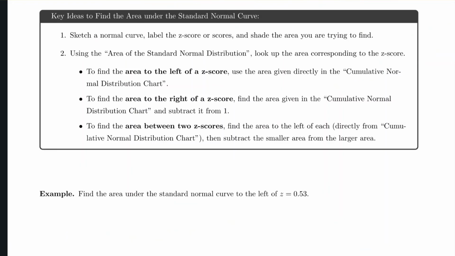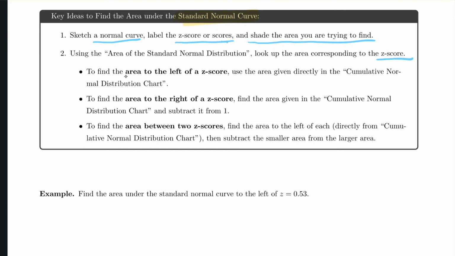So key ideas to find area under the standard normal curve. Sketch a normal curve, label the z-score or scores, and shade the area you're trying to find. Using the standard normal distribution table, look up the area corresponding to the z-score.